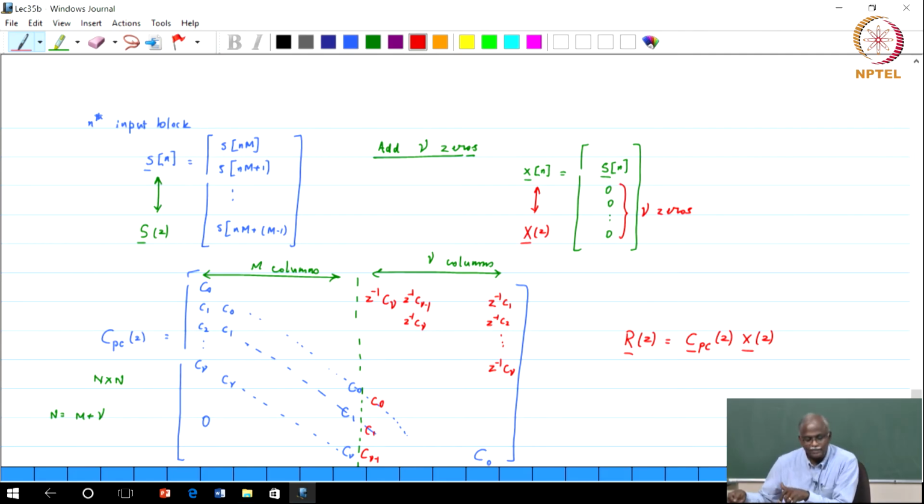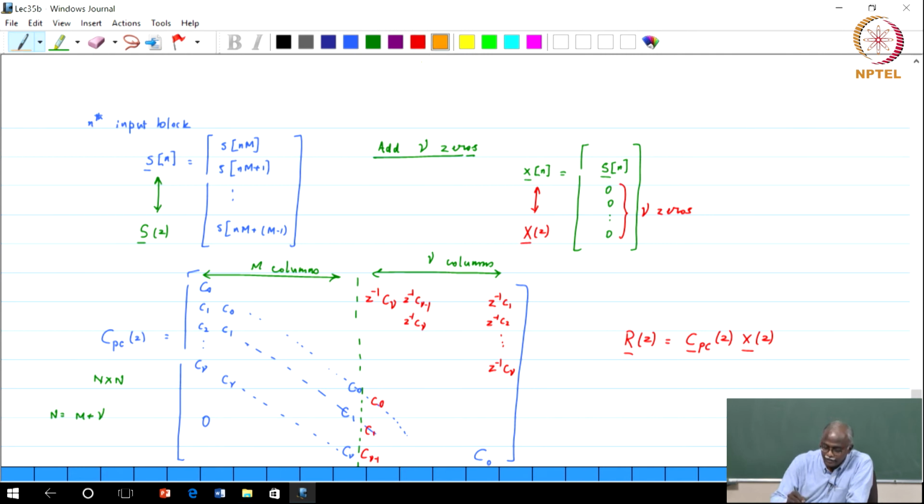What is the structure of X? It has the input vector S followed by a bunch of zeros. So what does X actually do? That means you would have to multiply this C_PC with X of Z. If you have a bunch of zeros as part of the vector, those columns do not have any effect on my output, am I correct? What did the zeros kill? They basically killed the last new columns.